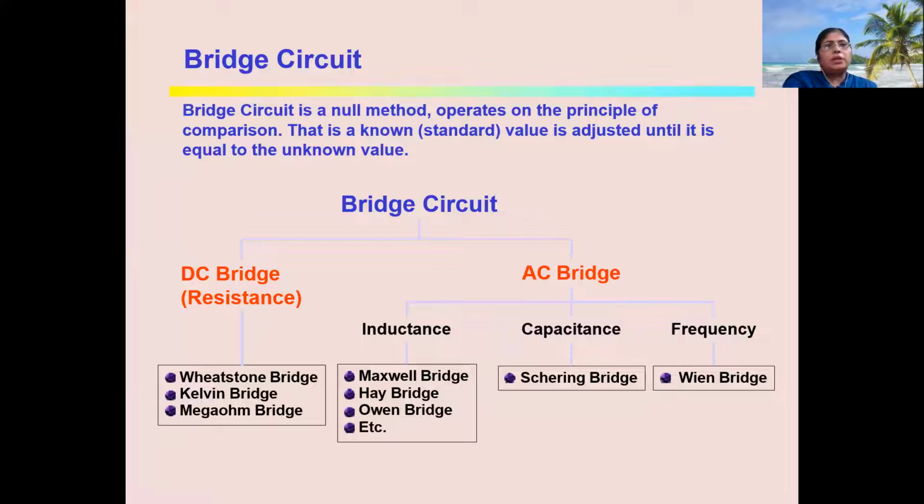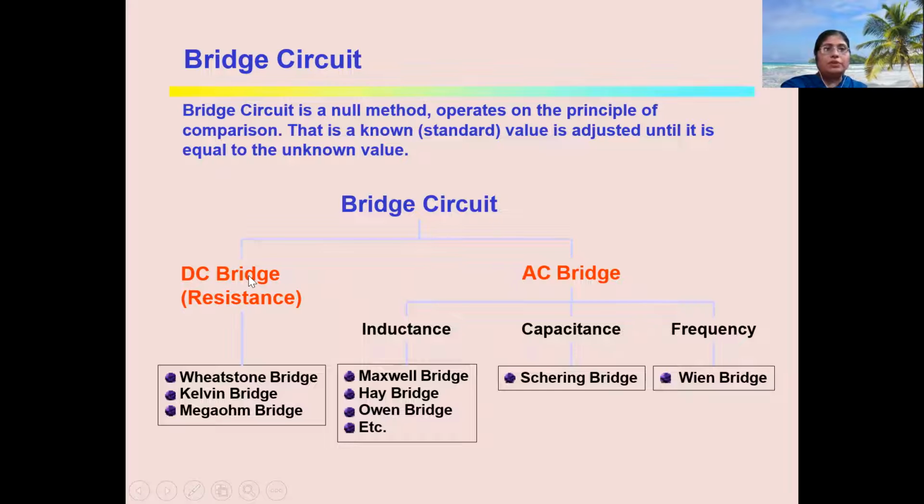Now, the bridge circuit operates on the principle of comparison. That is, some known value or standard value is adjusted until it is equal to the unknown value. So on the basis of this principle, the bridges are used for the measurement of resistance, as in the Wheatstone bridge, and for the measurement of inductor value, capacitor value, and frequency.